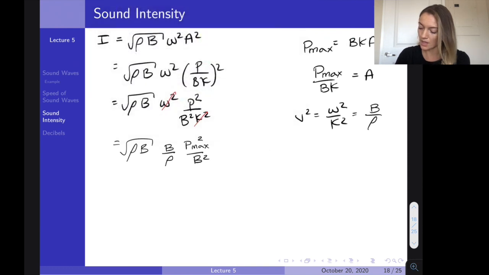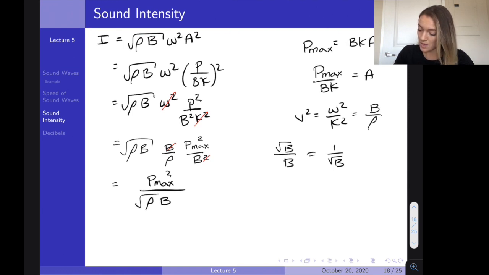All right. So now I can just simplify things a little bit. So I have here, I have B squared, so those cancel. That gives me a square root B over B, from this B in the square root here and this B left down here. So square root B over B is 1 over square root B. And then I have the same thing here. I have square root rho over rho, so that will give me 1 over square root rho. So I can rewrite all this as P max squared over the square root of rho times B.